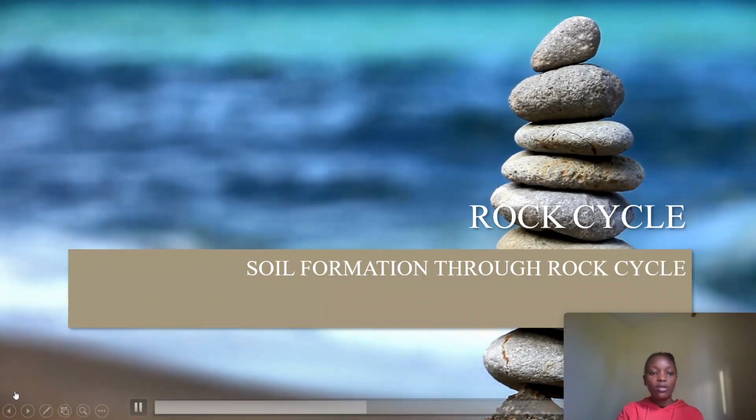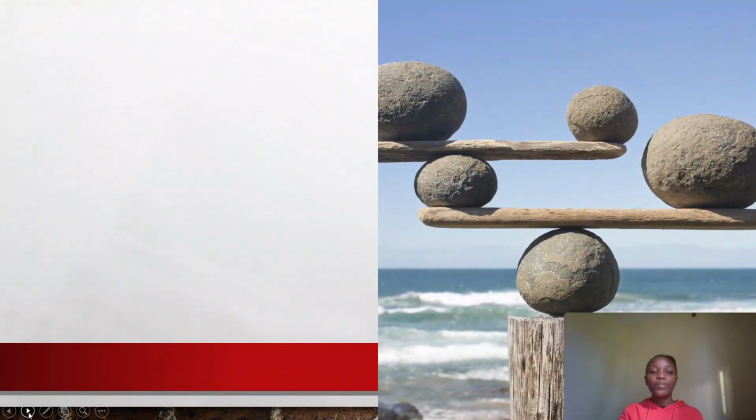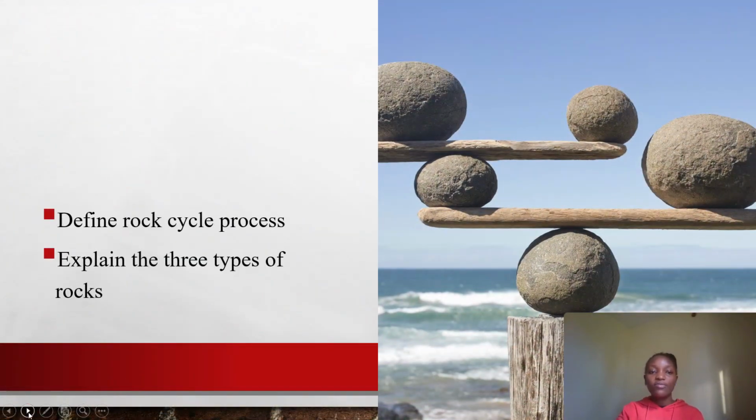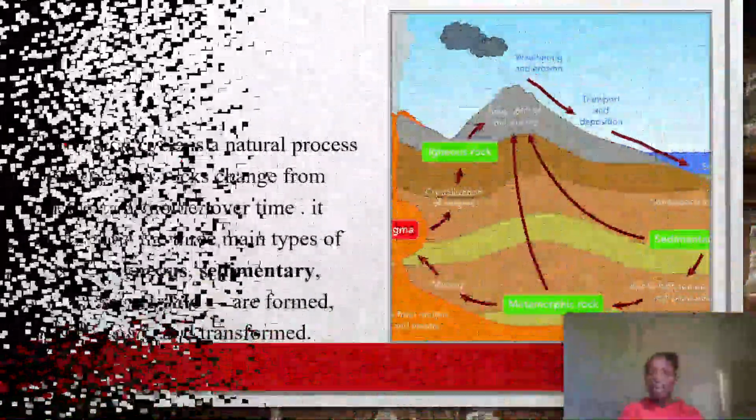The first objective is to define the rock cycle process. The second objective is to explain the three types of rocks, and the third objective is to give an example of each type of rock. So first of all, let me explain what the rock cycle process is.